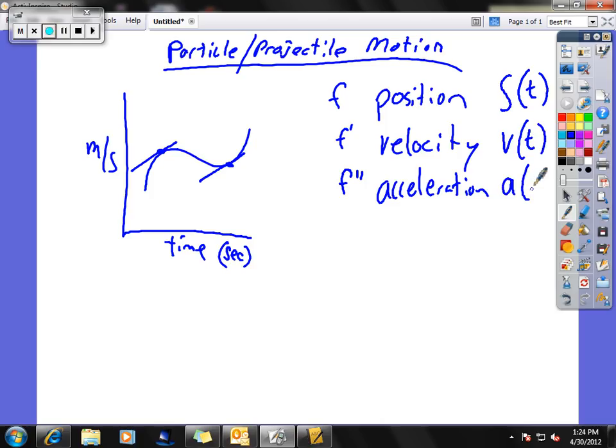And acceleration is a of t. So those are the way they would normally be. So you have position, velocity, acceleration, and those are just the derivatives as you go down. Okay, those are the derivatives.